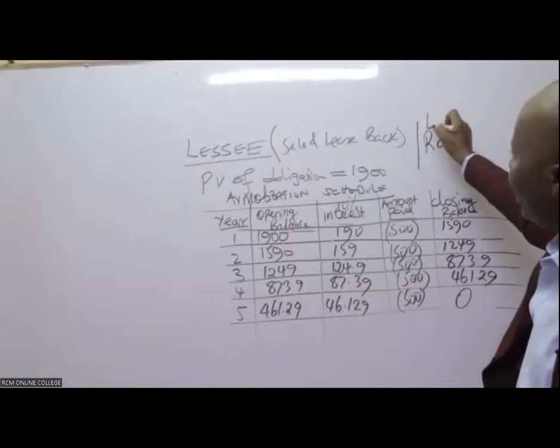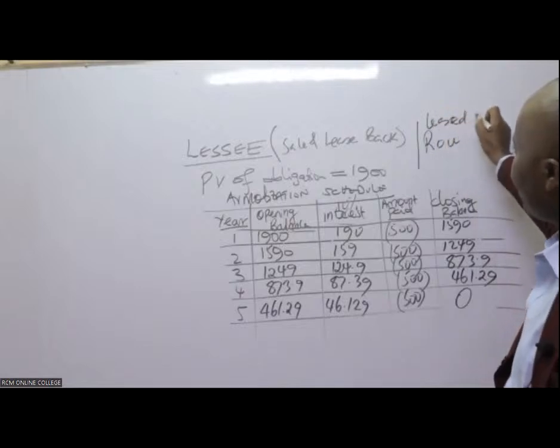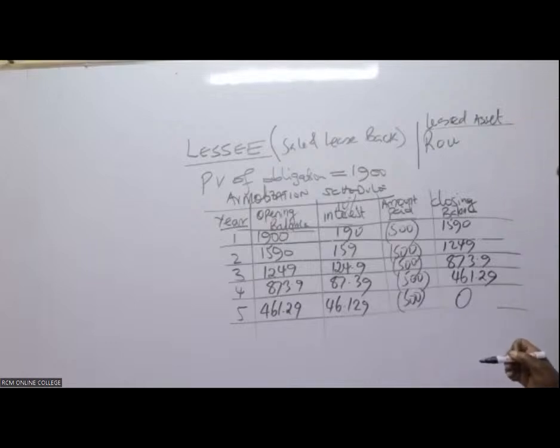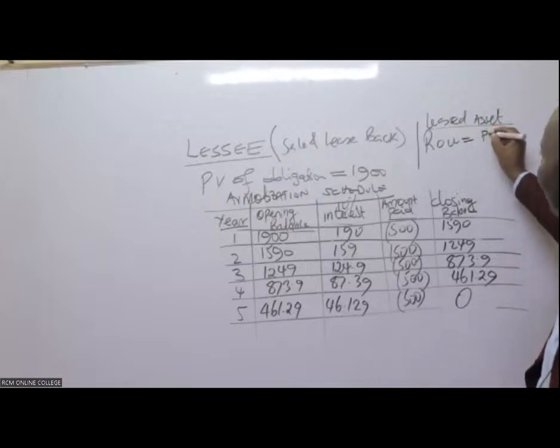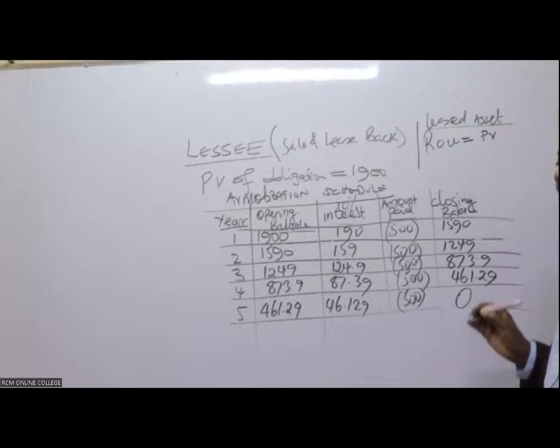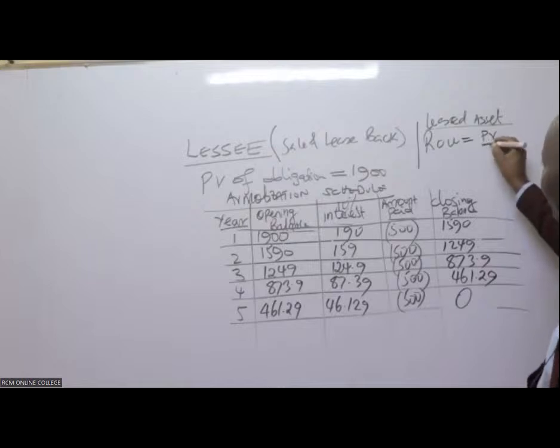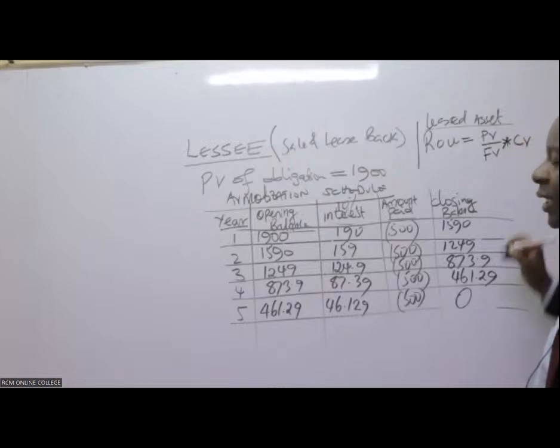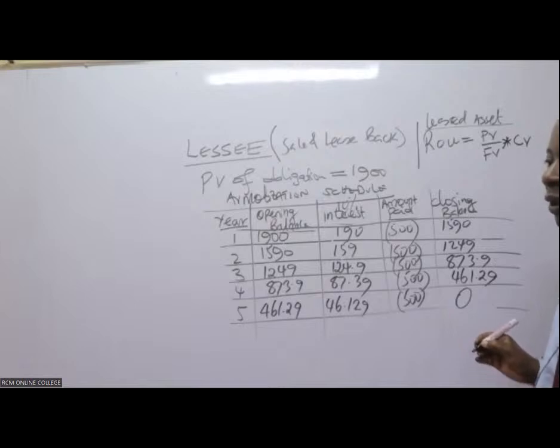So the asset, the leased asset we shall recognize is called right of use. For us to get this right of use, ladies and gentlemen, we shall basically take the present value of this obligation, then divide this by the fair value. So this is the proportion. And then we multiply this with the carrying value of the asset.